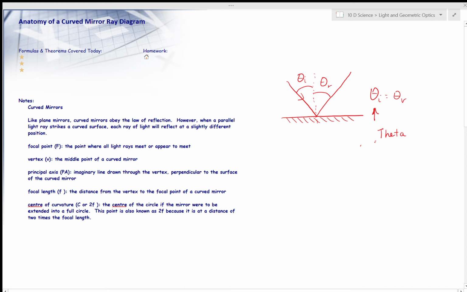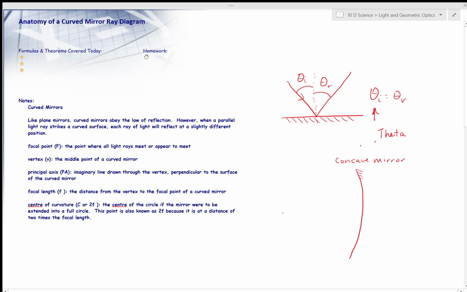So I'm going to draw out a curved mirror ray diagram to help us out here. So here's my curved mirror. Now, this particular mirror is going to be reflective on the inward side, and this is what we call a concave mirror. We will do the opposite to this, where it flexes outwards and is reflective. It's called a convex mirror. We'll do that a little bit later.